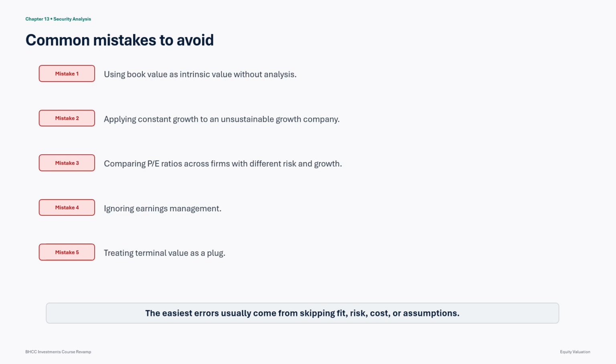And do not forget what the market price implies. A valuation thesis should state which assumption differs from consensus and why the gap is likely to close. The easiest errors usually come from skipping fit, risk, cost, or assumptions. The model is not a truth machine. It is a disciplined way to expose the argument so someone else can challenge it.